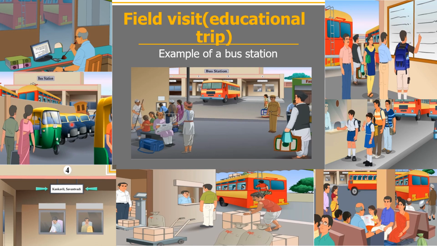The facility of taking tickets or passes for students or any other people, for senior citizens, is also there in the bus station, as we can find the same in the railway station. So these are some of the services that are provided in the bus station. Not only services but various other facilities and information that we have learned in this field visit as an example.